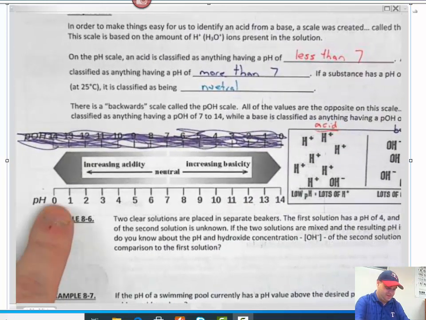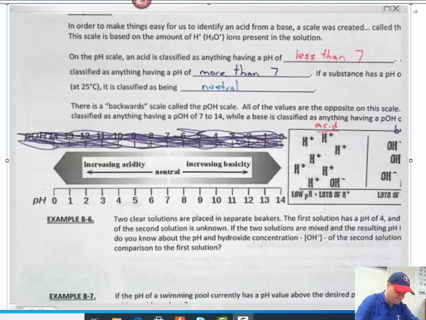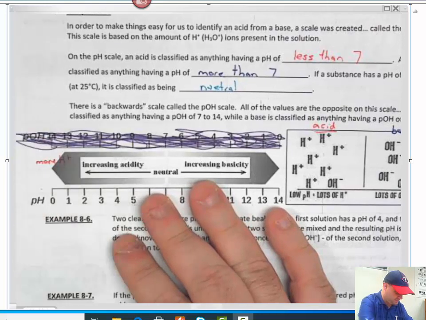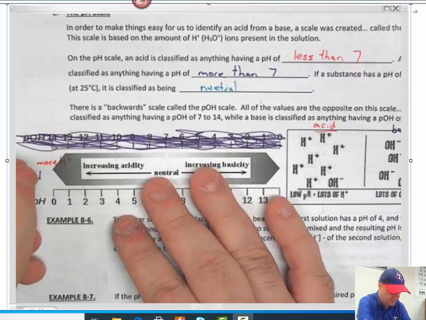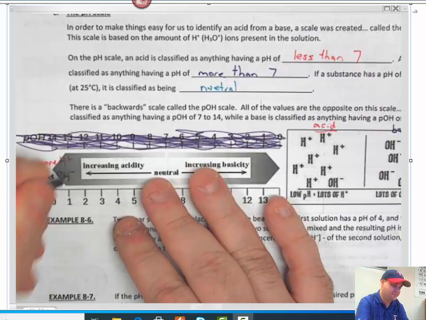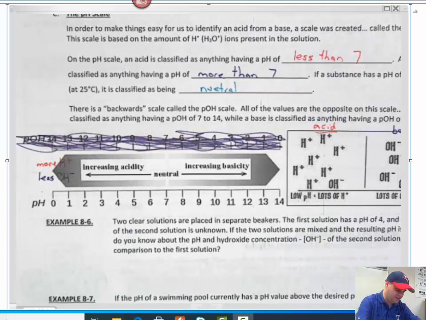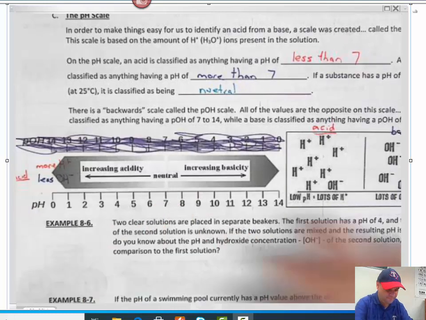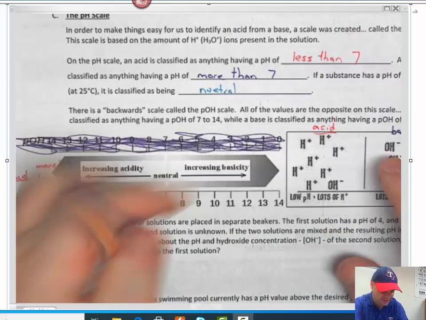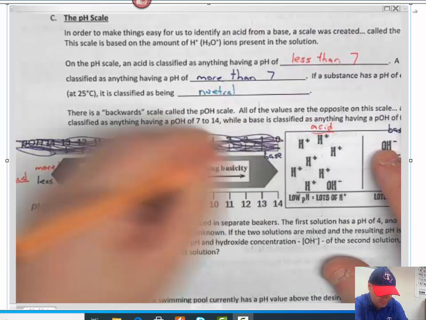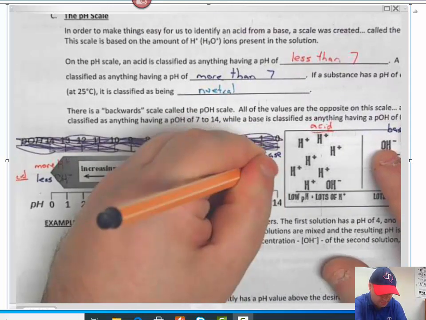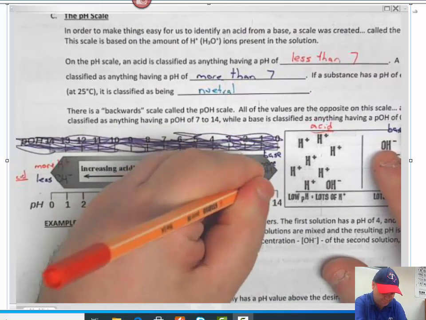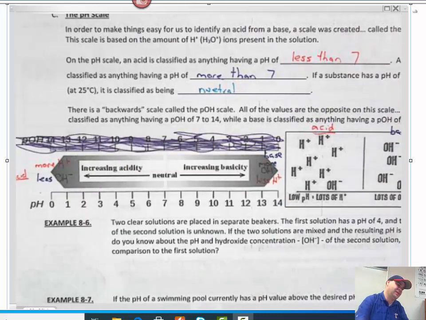So if the pH is 0, we're going to have more H plus and less OH minus. Because remember, on this end, this is the acid. Over here, this is the base end. So we're going to have more OH minus and less H plus.